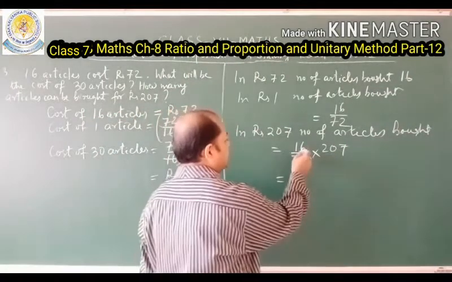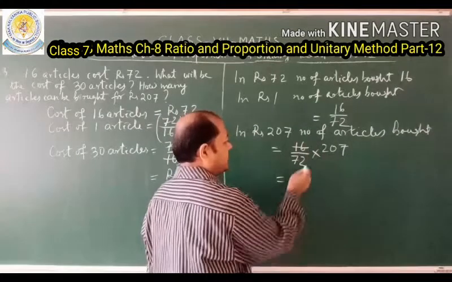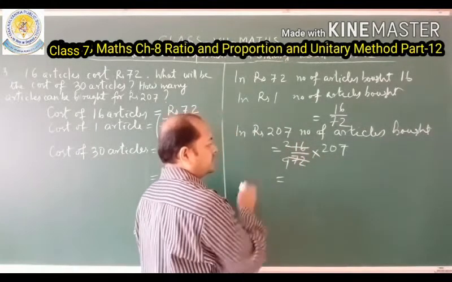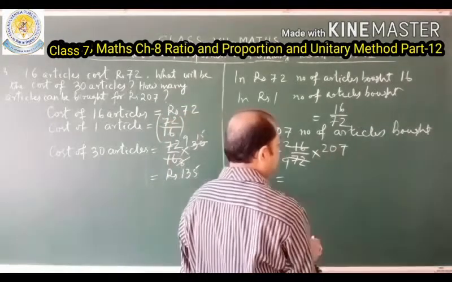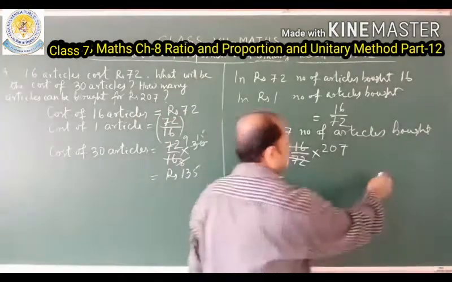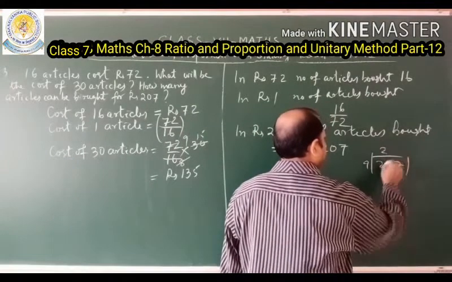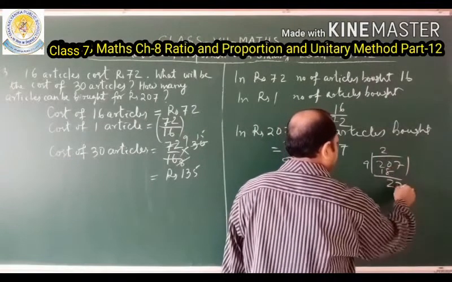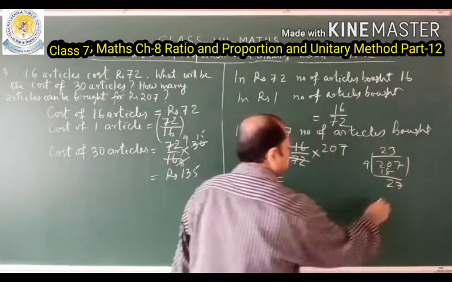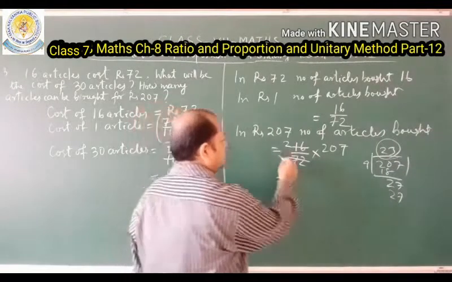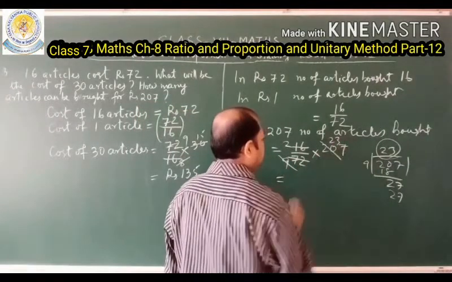So 16 and 72 are divisible. In 8 table, 8 twos are 16 and 8 nines are 72. Again 9, 207 divide or not? Let's check. Yes, 207 divided by 9. So 9 twos are 18, 2 here 27, 9 threes are 27. So we got how much? The quotient is 23. So 9 twenty-threes are 207.